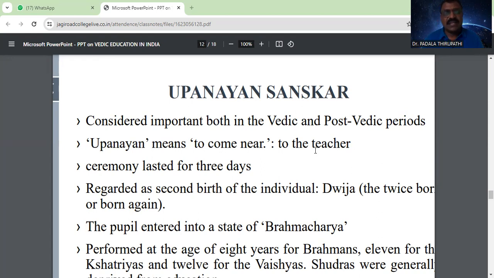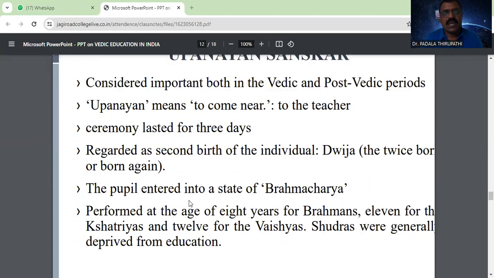It is regarded as the second birth of the individuals, Dvija. The twice-born are born again, Dvija. The people entered into a state of brahmacharya.